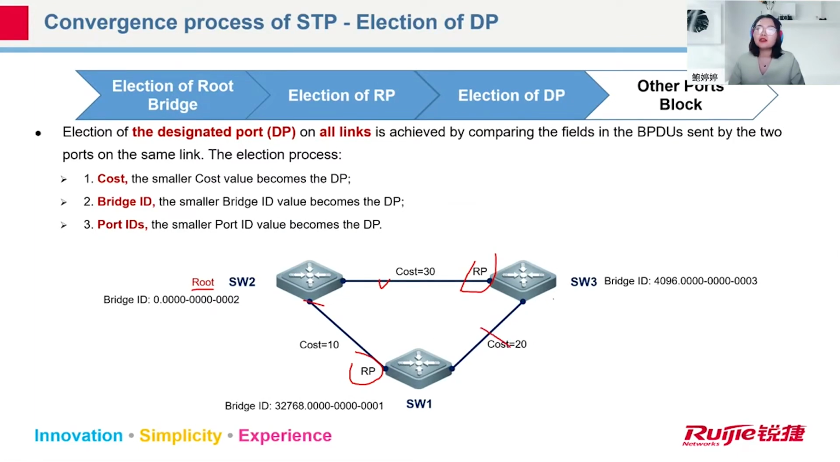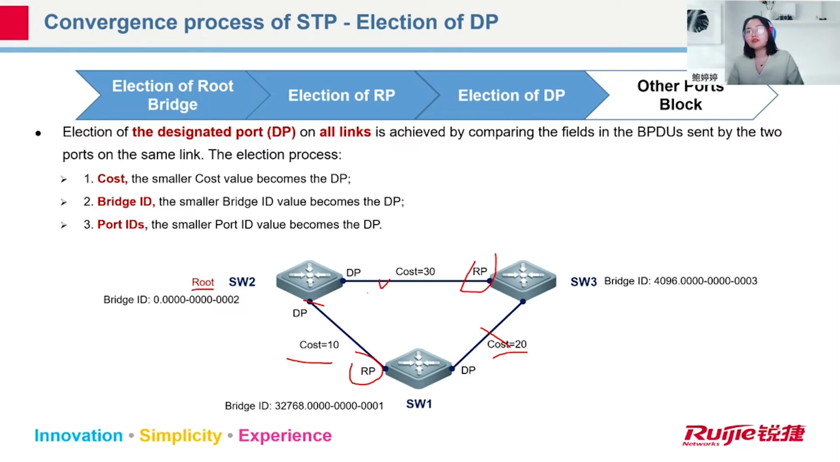And on this link, which interface should be the DP? We compare the cost first. On this link, one cost is 10 plus 20, which is 30. And the other is 30 plus 20, which is 50. So finally, these two interfaces become DP, and this interface also becomes DP because its cost value is smaller. If the cost value is the same, we continue to compare the bridge ID. And finally, if the bridge ID is the same, we compare the port ID.